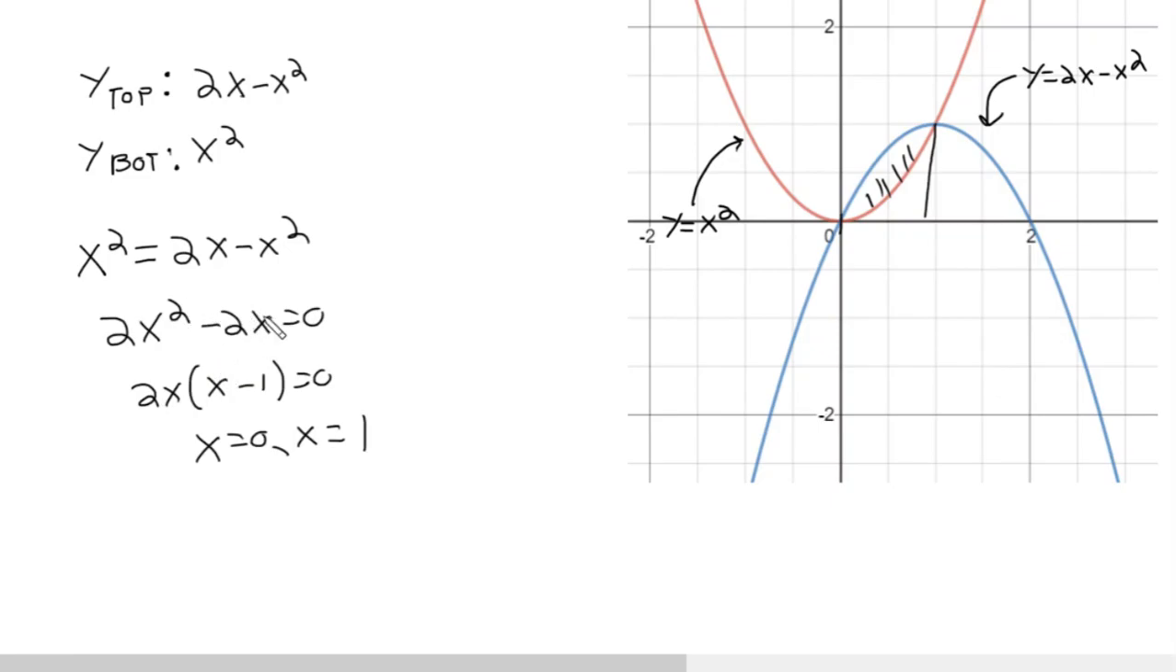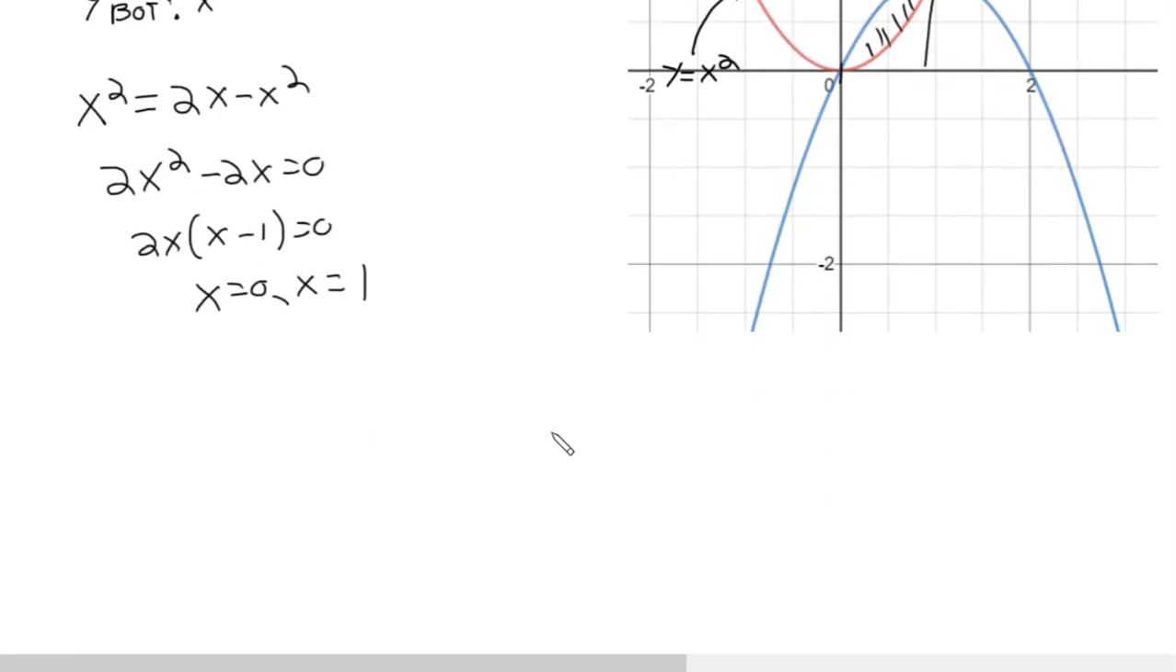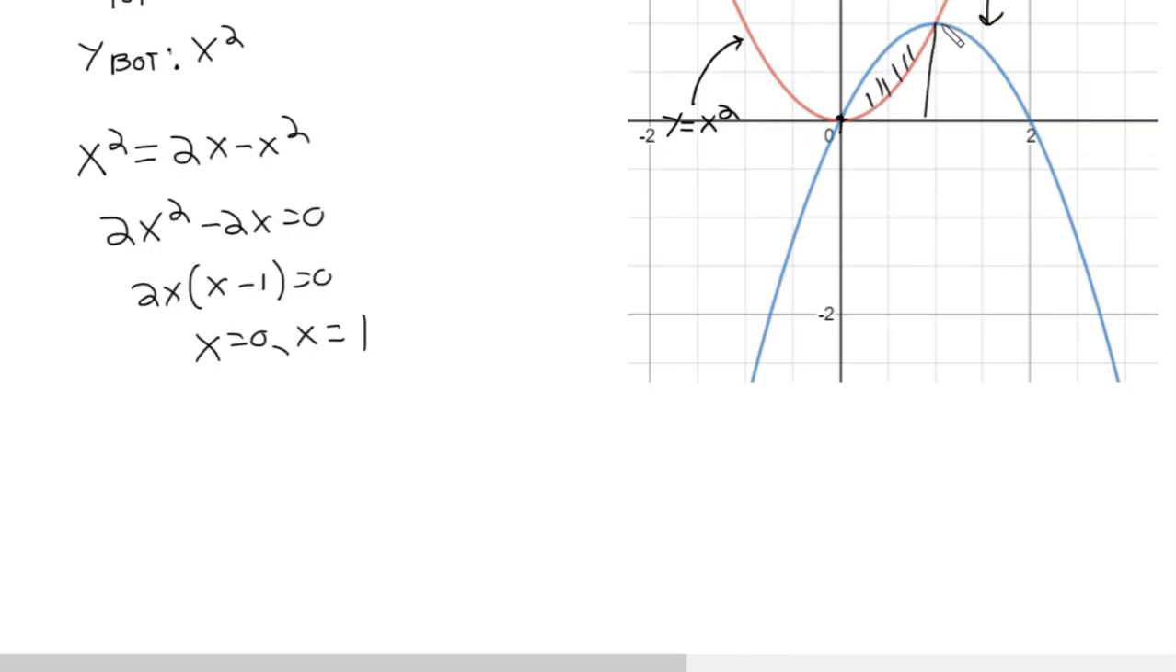So again, x squared equals 2x minus x squared. All I did was add x squared and bring the 2x to the other side, then factored out 2x. 2x times x minus 1, and I got x equals 0 and x equals 1. So those are my limits of integration. So this is 0, and then up over here is 1.